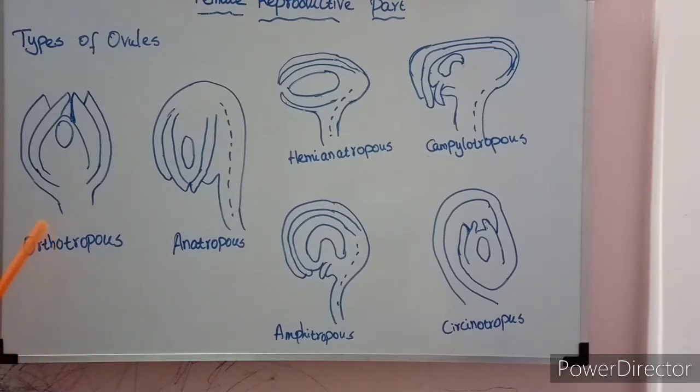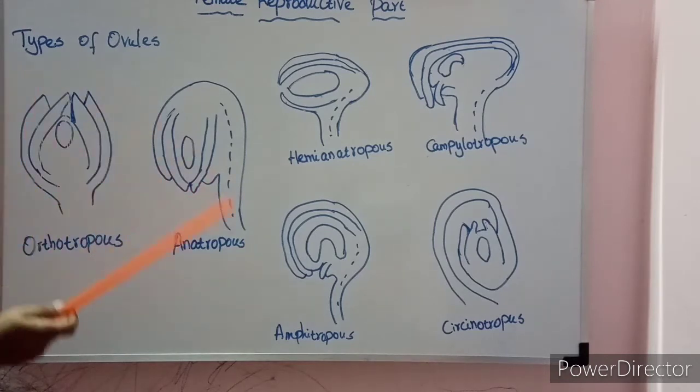The first one is orthotropous. In this type of ovule the micropyle is on the distal end. The funicle, chalaza and micropyle all come in one straight vertical line. Everything comes in a straight line, so it is called orthotropous.